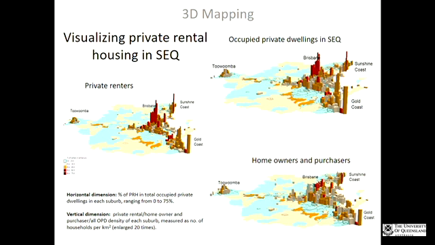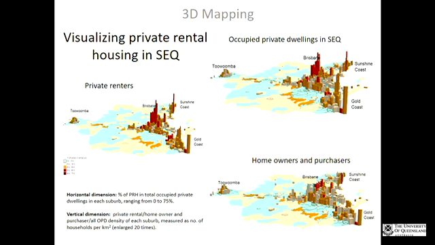ArcGIS does have a 3D mapping functionality, a component called ArcScene. So that's something you can have a play around with. But what's 3D mapping useful for? Well, it can be useful for showing multiple types of data in an interesting way.